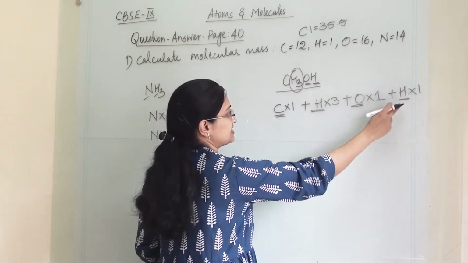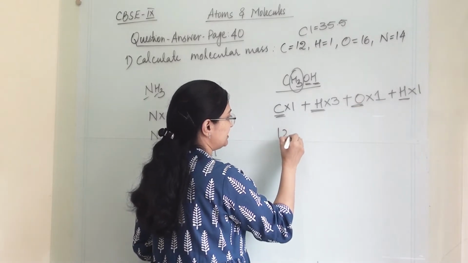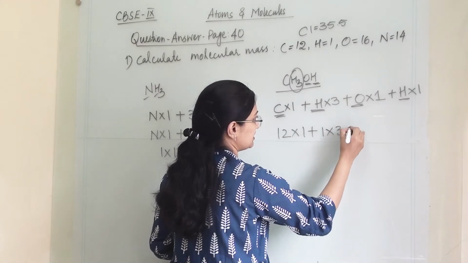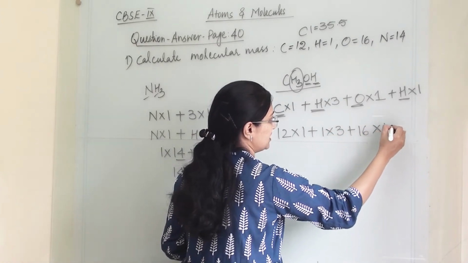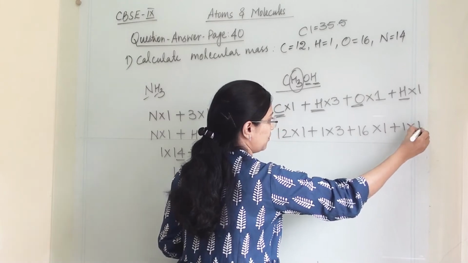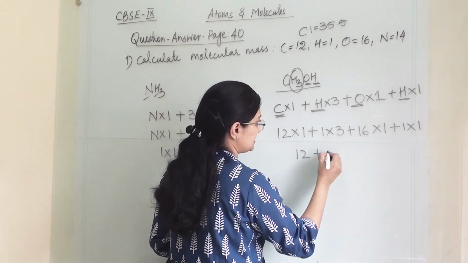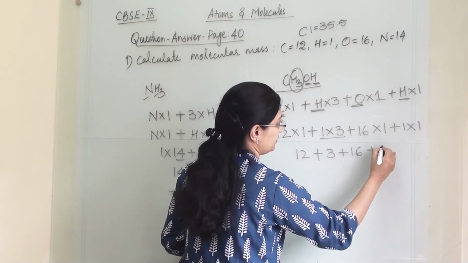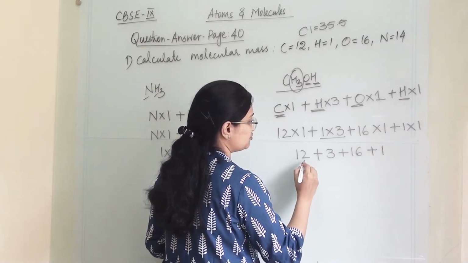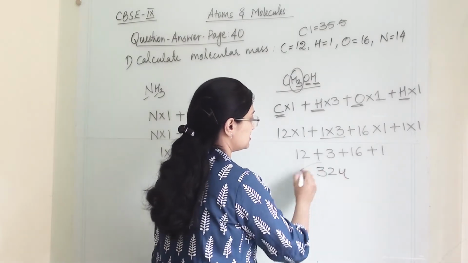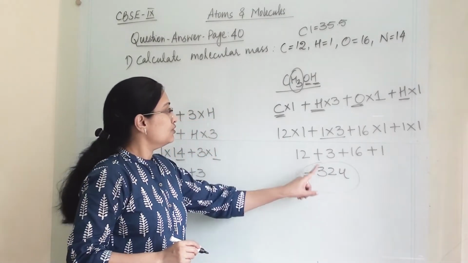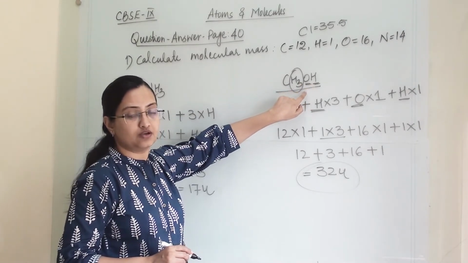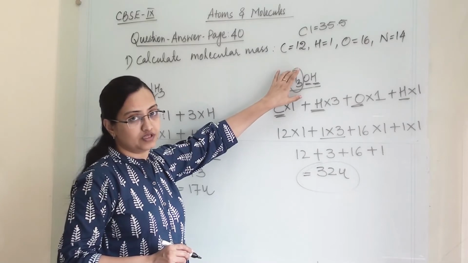So here we are replacing their atomic weight. So 12 into 1 plus 1 into 3 plus 16 into 1 plus 1 into 1. So 12 plus 3 plus 16 plus 1. So it is going to be 32. So this is 32 molecular weight for CH3OH. This is methanol. This compound's name is methanol.